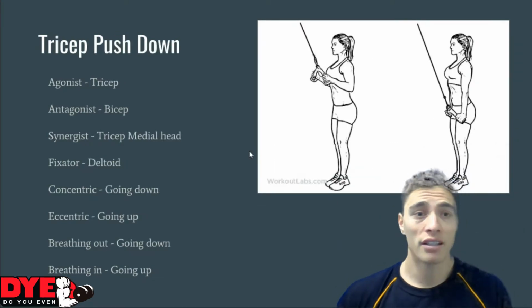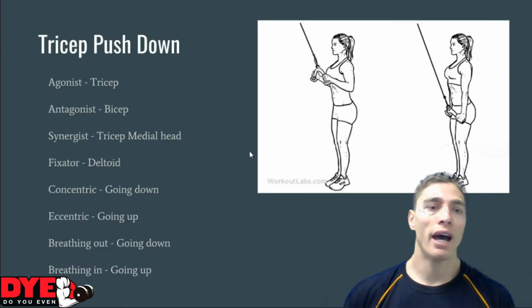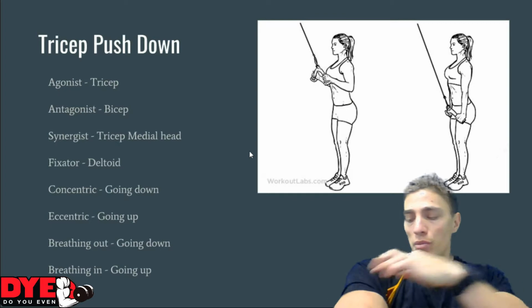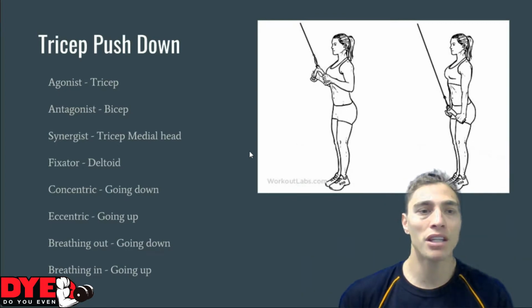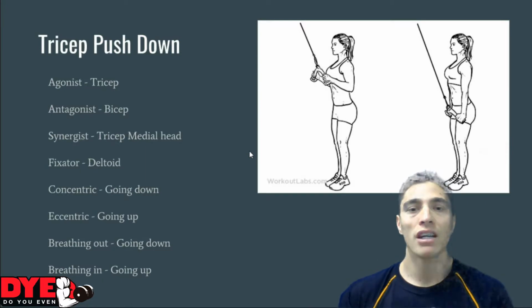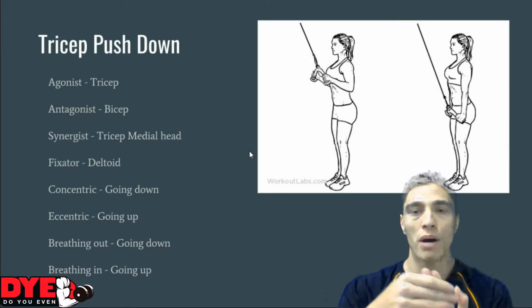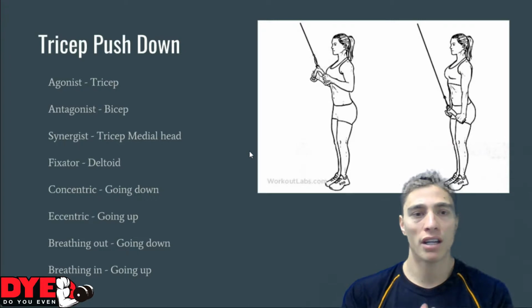Tricep push down. Agonist, tricep, it's in the name, straightforward, remember that. Antagonist is the bicep, remember opposites, very, very easy. Synergist, so the tricep medial head. Tricep meaning three, you've got three different heads or parts of the tricep muscle, so the medial head is just one of those heads.